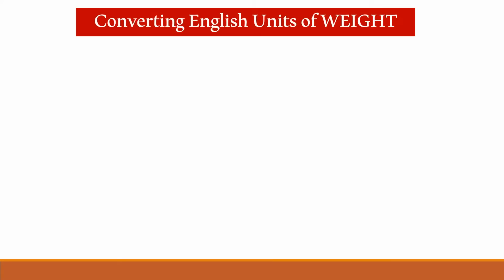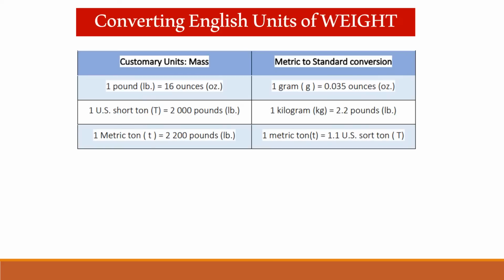Next, let us move on to converting English units of weight or mass. Here are some of the common conversions that we use. 1 pound is equal to 16 ounces. 1 US short ton, or capital T, is equal to 2,000 pounds. 1 metric ton is equal to 2,200 pounds. 1 gram is equal to 0.035 ounces. 1 kilogram is equal to 2.2 pounds. 1 metric ton is equal to 1.1 US short ton.